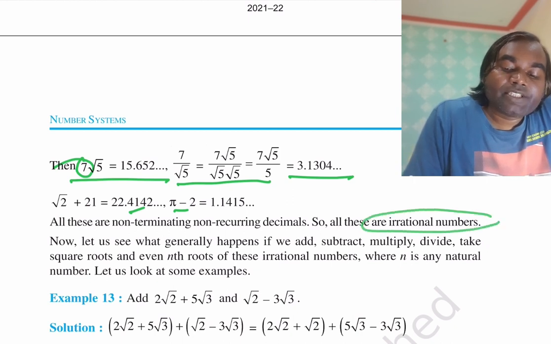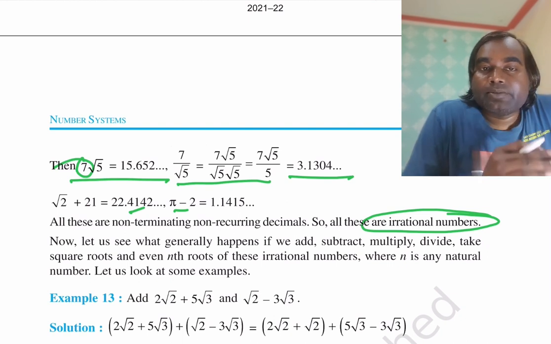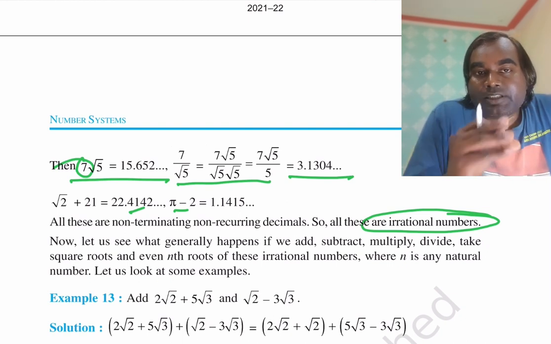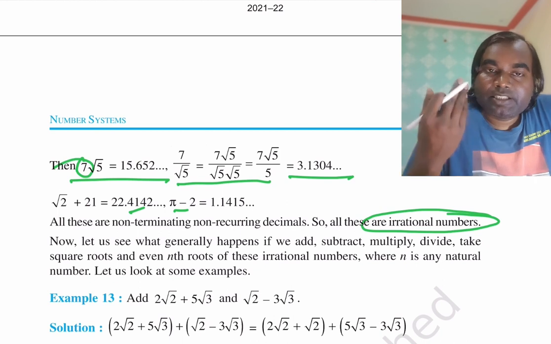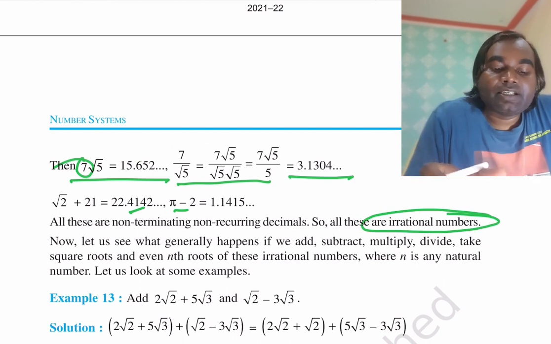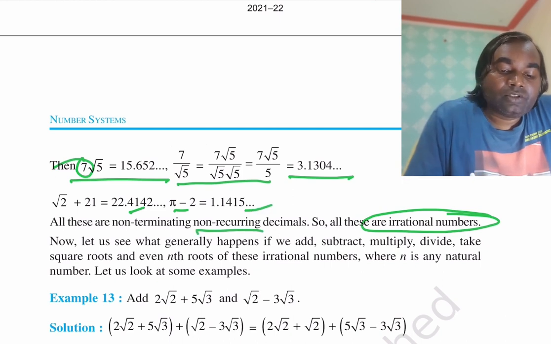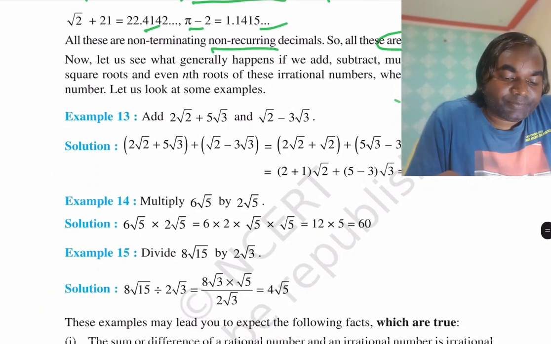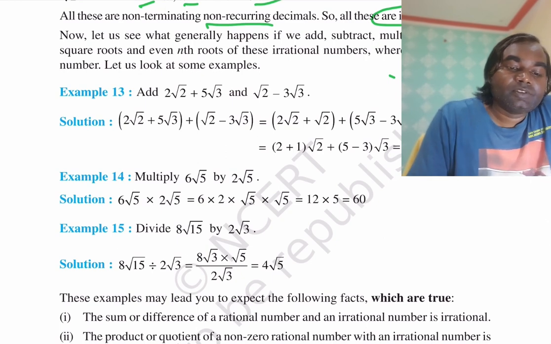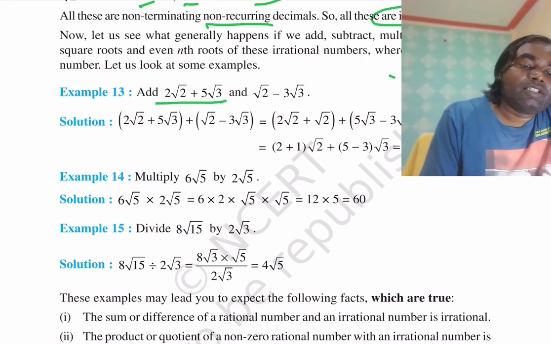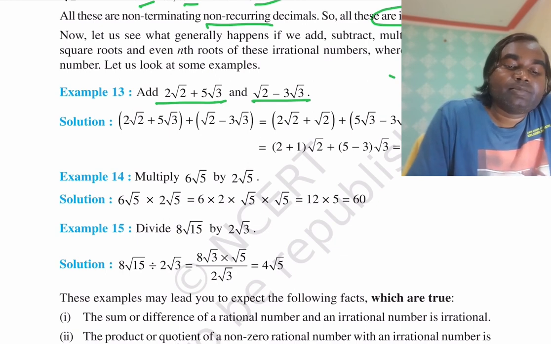So the property of irrational numbers is that the decimal digits do not end; they are continuous and non-terminating, and the digits also do not repeat, non-recurring. In this case there is no repetition and no ending, so these are irrational numbers. Now the question is to add this and this. How will we do that? You can do that by this.